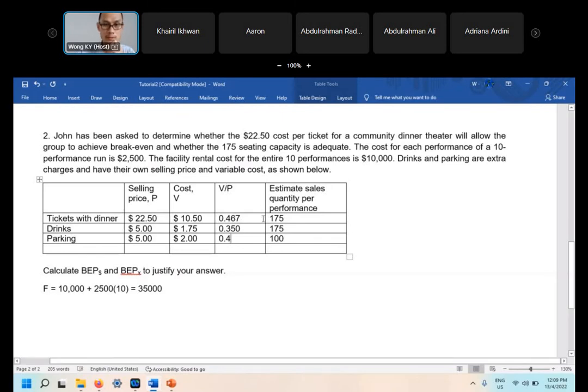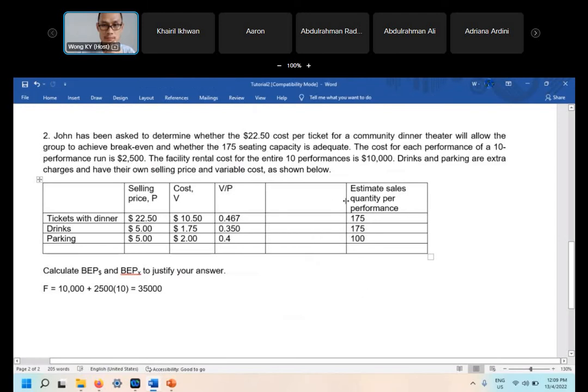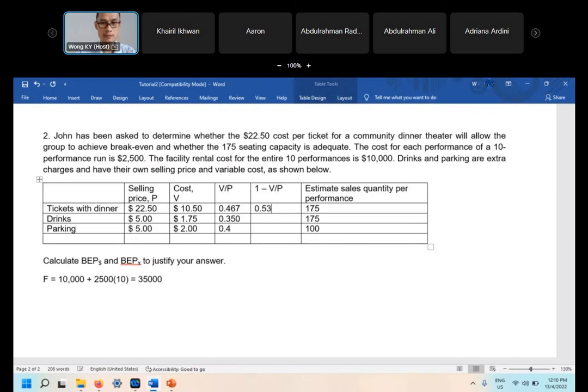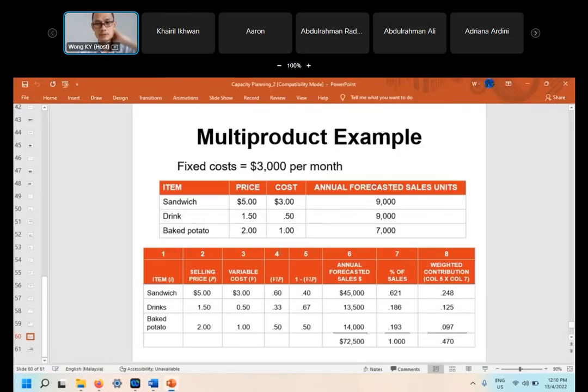So this is V divided by P, and then create another column, calculate 1 minus V divided by P. So 1 minus 0.467, you get 0.533. 1 minus 0.350, you get 0.650. And 1 minus 0.4, you get 0.6. Okay? Any questions so far? It's just like what I've shown you here.